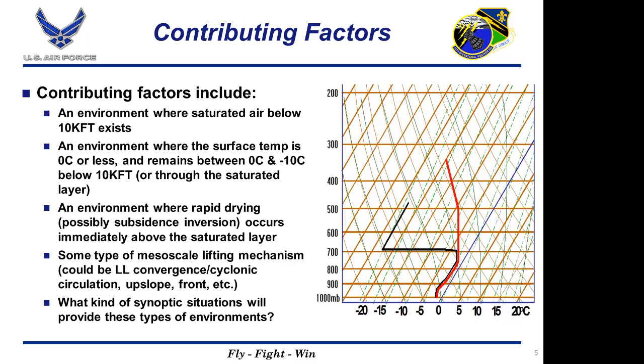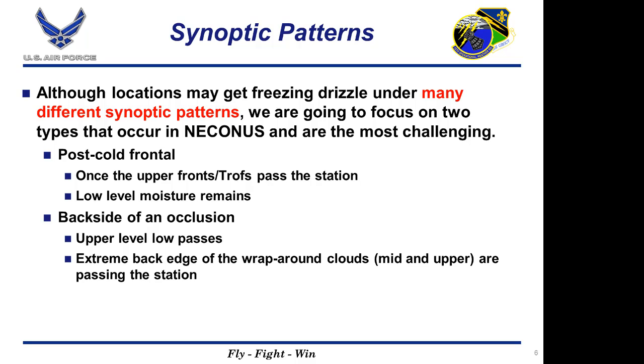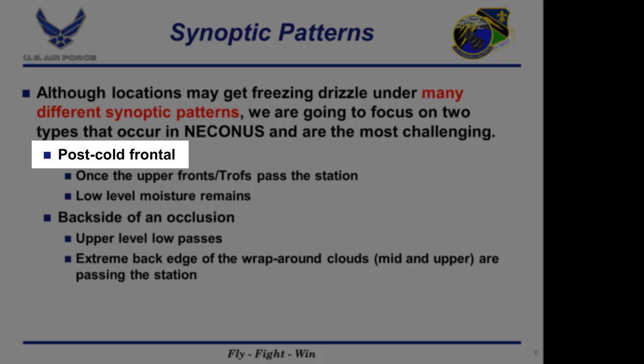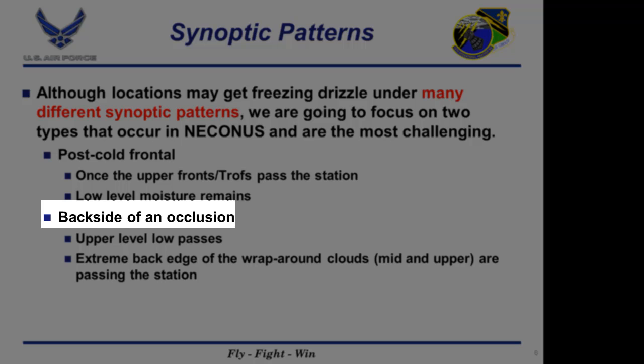Let's take a look at what type of synoptic situations will provide these types of environments. There are many synoptic patterns where freezing drizzle can occur, but we will focus on two that occur in the 15th OWS AOR and are the most challenging: post-cold frontal synoptic patterns and the backside of an occlusion or deformation zone.